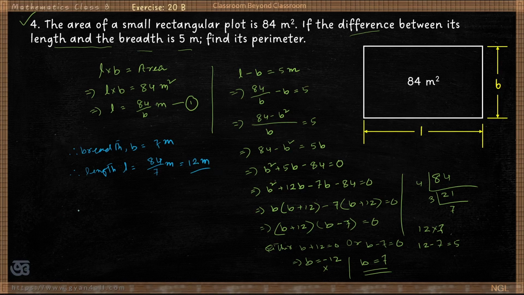Now you have to find the perimeter. Perimeter of the rectangle is equal to twice L plus B, and that is equal to twice, L is equal to 12 meters plus B is equal to 7 meters. So this much meters. So 2 multiplied by 19 meters, and that is equal to 38 meters.